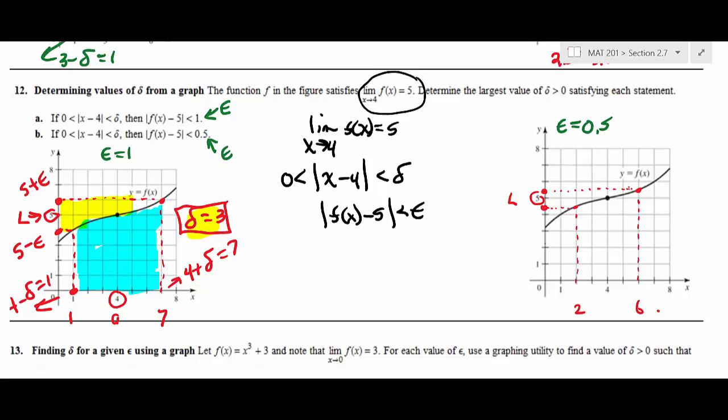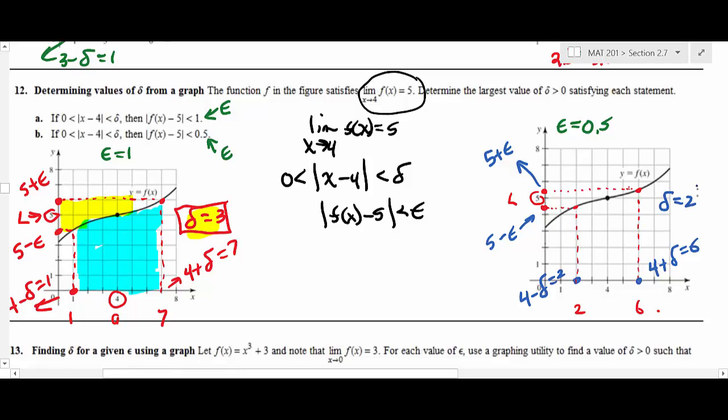Okay, so I kind of redid this. I was off a little bit. I was having trouble seeing that. So if you go up to delta, so that would be like 5 plus epsilon. And this would be 5 minus epsilon would be that point. So if you follow straight over, you get a delta being from 6 to 2 like that. So this value right here we would say is 4 plus delta, which is 6. And then this value here, we would say 4 minus delta, which is 2. So delta then has to be equal to 2 as your largest value of delta.